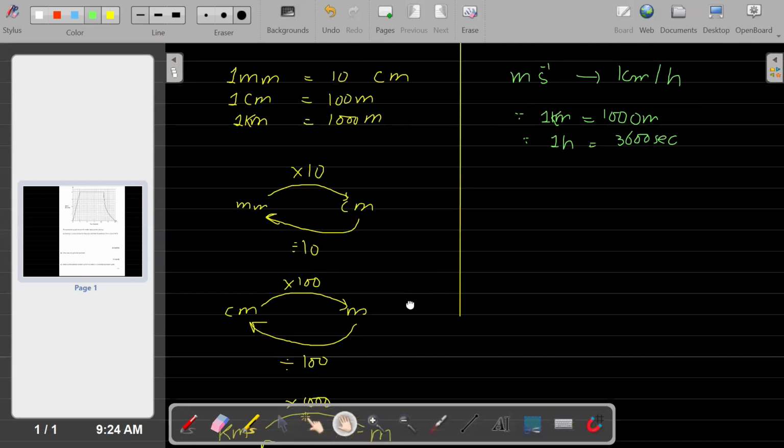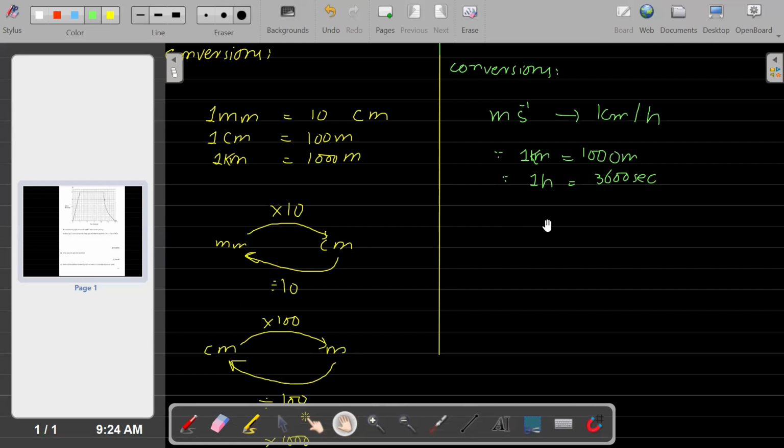Okay, this is one way. Another way, what are you going to do? First thing you are going to write. Padma, I'm going to tell you another way. If you find it difficult, then let me know that. I will guide you an alternative.